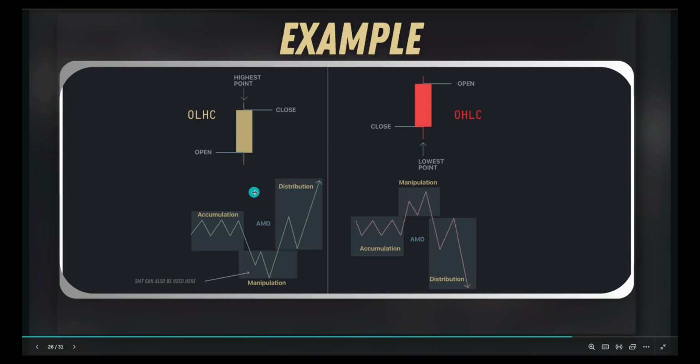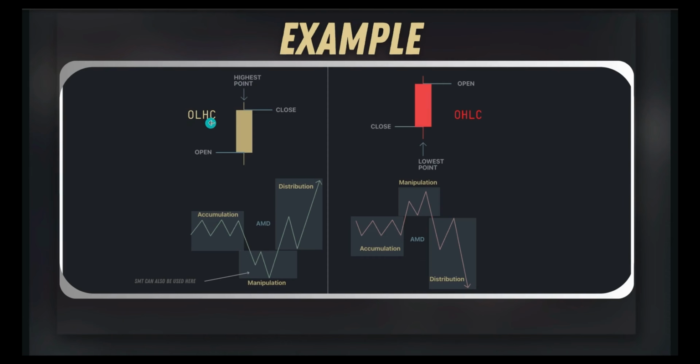So I want you guys to look at this real quick. This is what's known as the open, low, high, close. Why? Because in a bullish candle, you're opening low or basically at the bottom, and then you're closing high, which is this area right here, the high point of the body. And then here you have open, high, low, close. Why? Because you're opening at a high price point, and then eventually you close at the bottom. You close in a low point.